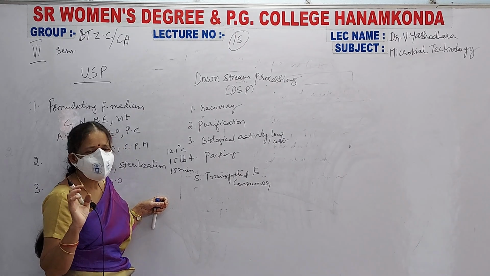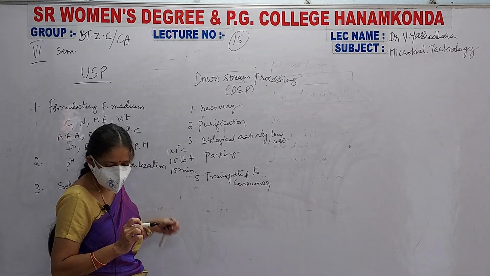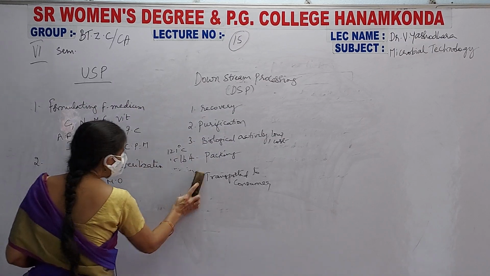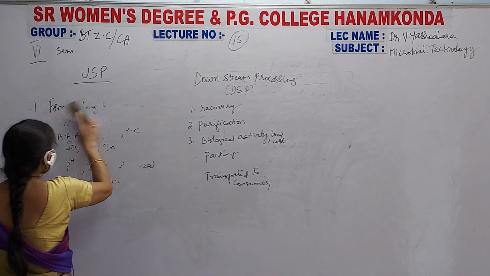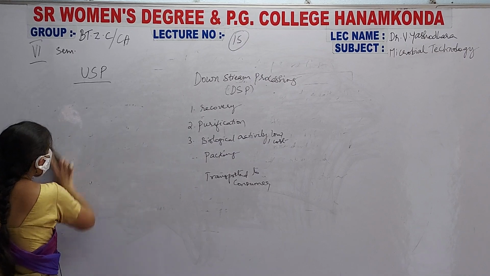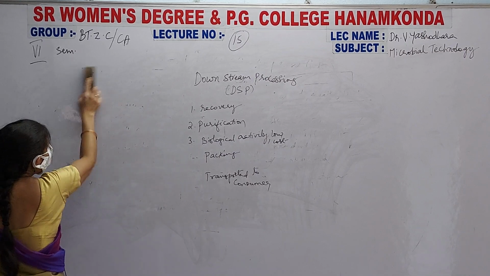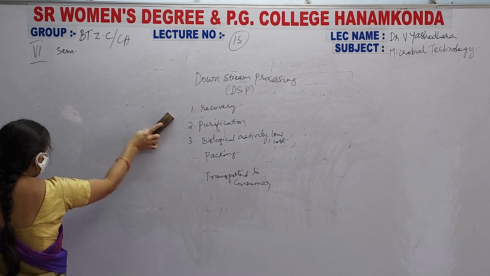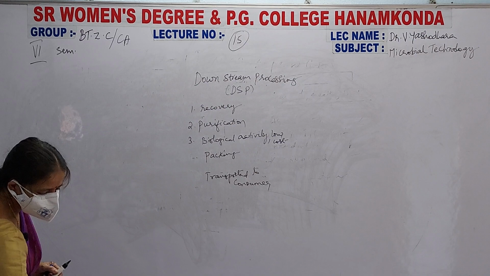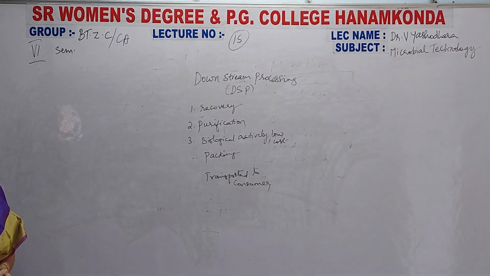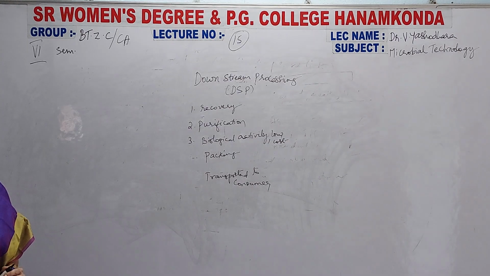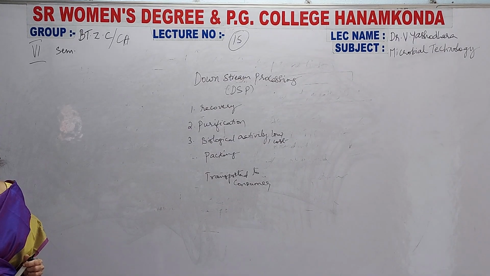In this downstream processing, these are the steps. Now coming to the downstream processing, we'll see one by one. First is recovery. All of you know that from the outlet you will be recovering the product. For the recovery of the product, there are 3 things.